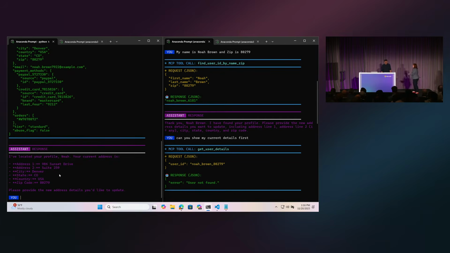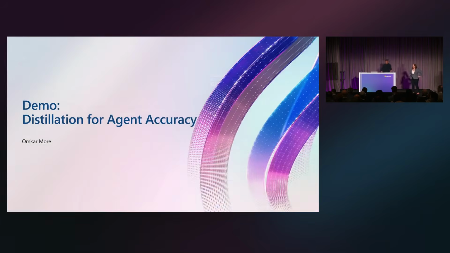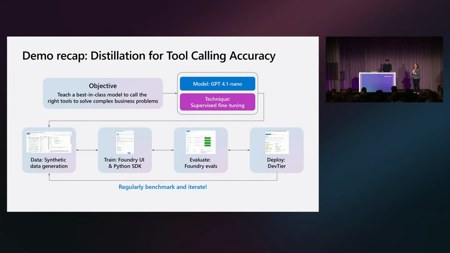Make them unstoppable. Can you toggle back to the main screen? Yeah, absolutely. Amazing. So if we just recap what Omkar showed you, we took 4.1 Nano and 4.1 Mini. We used supervised fine-tuning, and this is where it's learning to copy. The training data was basically showing it multi-turn conversations with the right set of tool calls.